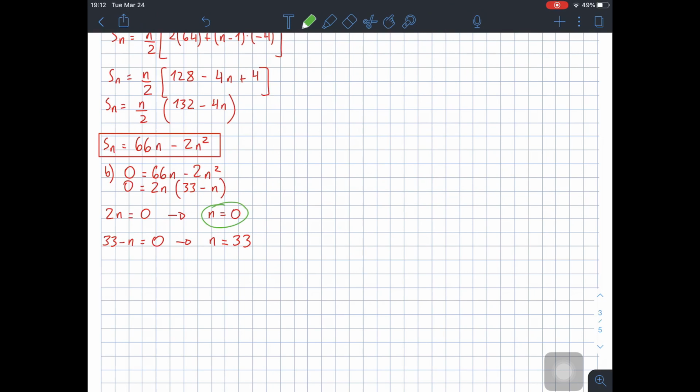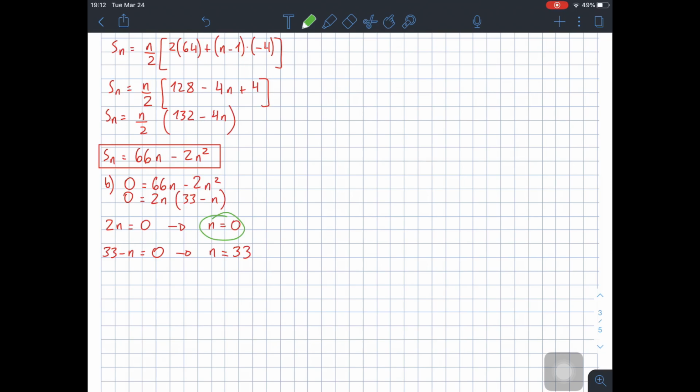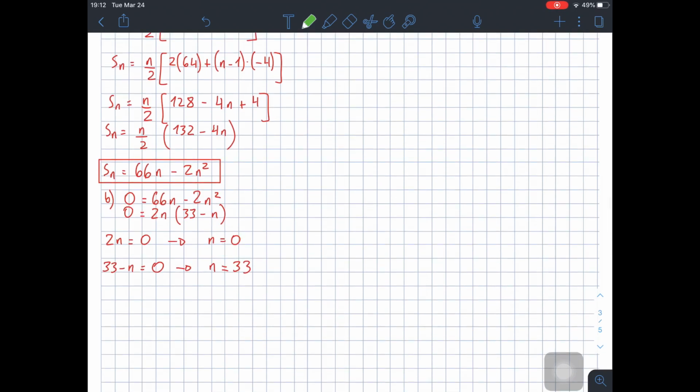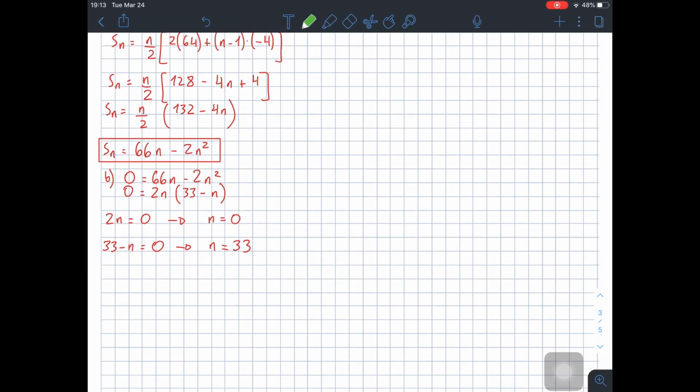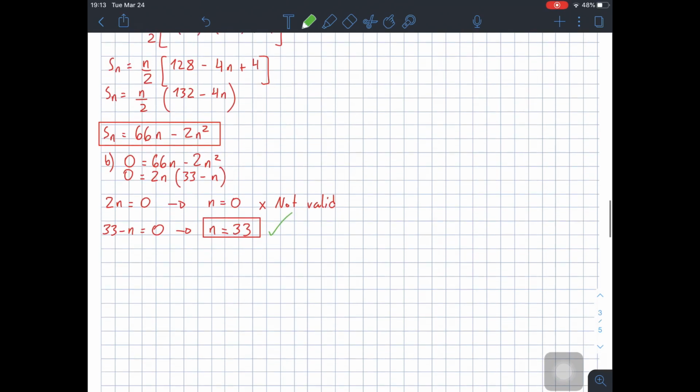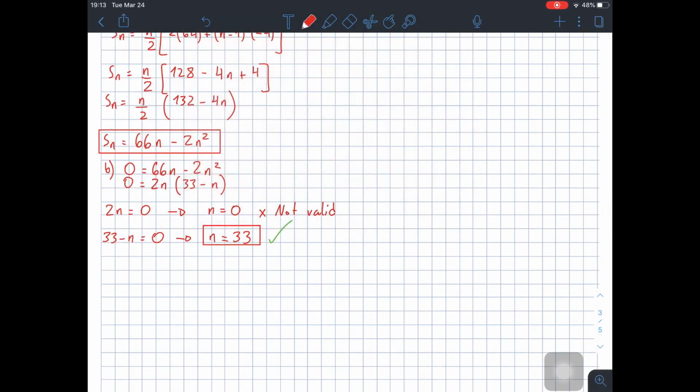This result, the first one we got here, is not valid, right? Why is it not valid? Because we cannot have 0 terms, right? N equals 0 is not possible. Remember that n should always be a positive integer, 1, 2, 3, and so on. It could never be 0 or negative. So we're going to discard this result, not valid. So the result would be n equals 33. So if we add the first 33 terms of this sequence, we should get as a sum 0, okay? We can always try that.